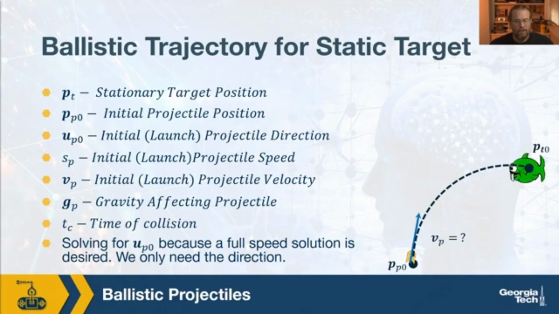So what we're going to be doing is solving for vector u sub p, and that is the initial direction of the projectile at the point that it's being launched. So at the point that the projectile is gaining an instantaneous change in velocity. That's the ballistic part of the trajectory.